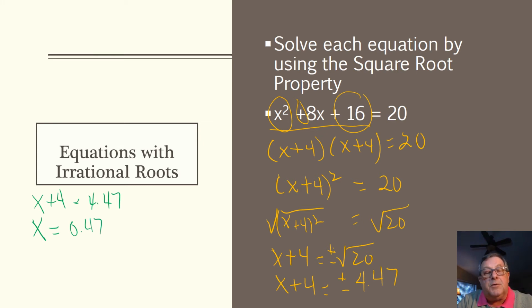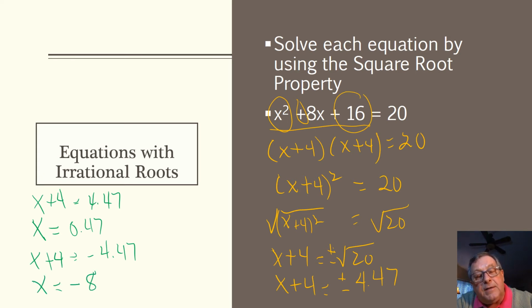And let's solve the other half of this, where we've got x plus 4 equals negative 4.47. And now we're going to subtract 4 from both sides of the equation once again. And negative 4.47 minus 4, well then x is going to equal negative 8.47.